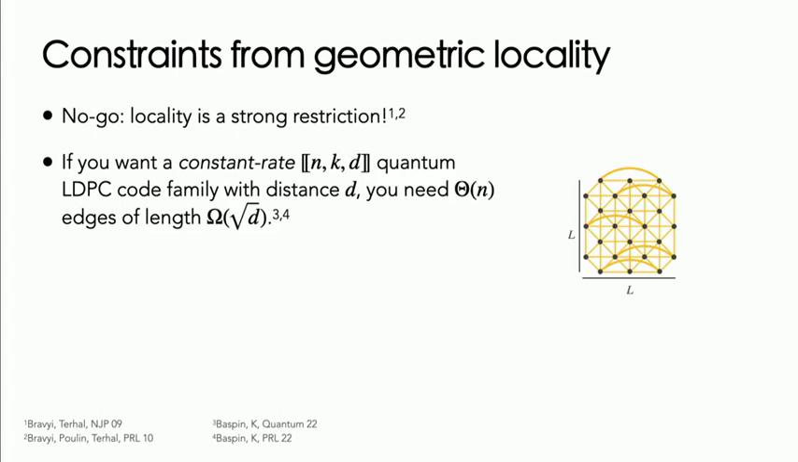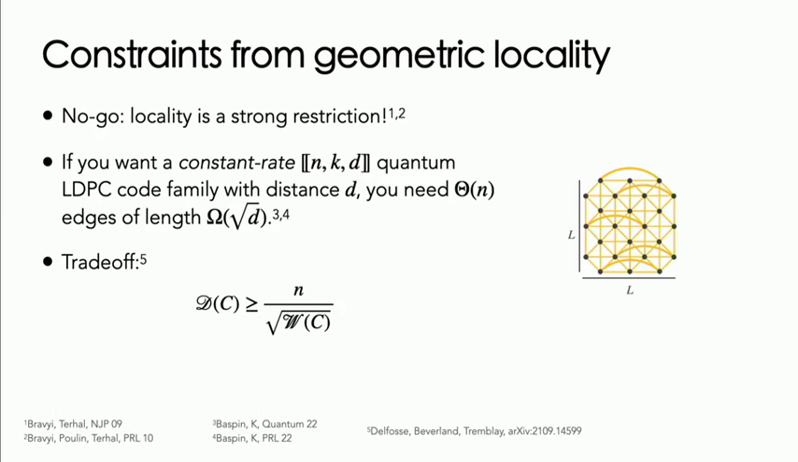Later, Nouédyui and I had shown that if we flip this question, if we were to ask, there's some target code parameters that I'd like to achieve, how much non-locality is that going to require? We showed that if you have an [[n,k,d]] code with constant rate and distance d, then you're going to need a lot of long-range connectivity. In an L by L grid, you're going to have at least a constant fraction of your qubits connected to other qubits that are basically distance L away. So this is about as bad as you could possibly get.